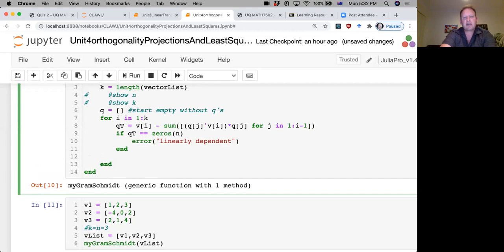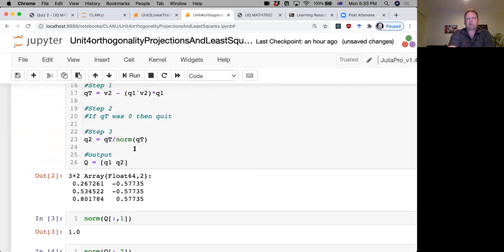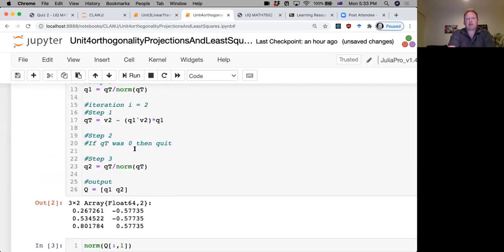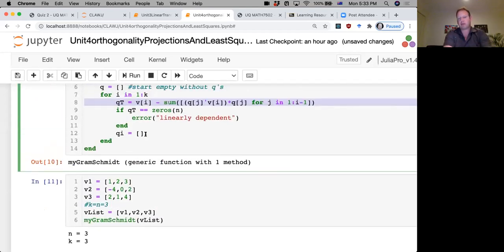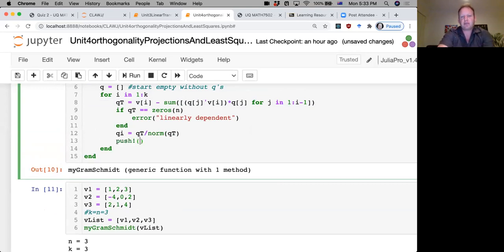And what's the next step? Let's call this qi. What's going to be qi? What do we do after we've done this step? Look here. Normalize, right? So qi is going to be qt divided by norm qt. That's qi. And then let's push it to q, something like that.